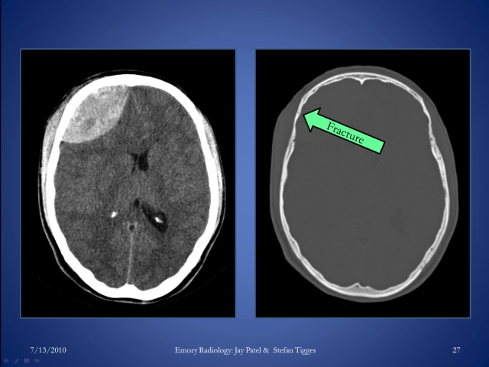But here we are seeing the typical appearance of an epidural hematoma. This is a high impact fracture. We can actually see the fracture line in the right frontal skull. This is a very concerning hematoma because it typically indicates an arterial injury, and we have to consider abuse in this situation.